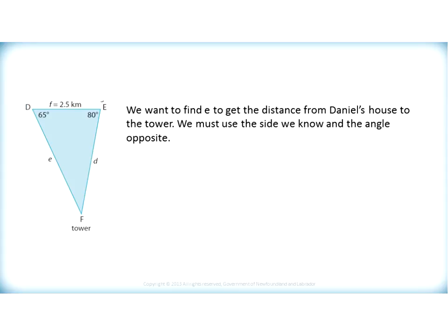Okay, so we want to find E to get the distance from Elliot's house to the tower. So here's Elliot's house right here, and here's the tower. So we're trying to find E, which is the length between the house and the tower. We must use the side we know and the angle opposite. So we know that F is a known side. We have that value of 2.5 kilometers. What we need to do then is find angle F.